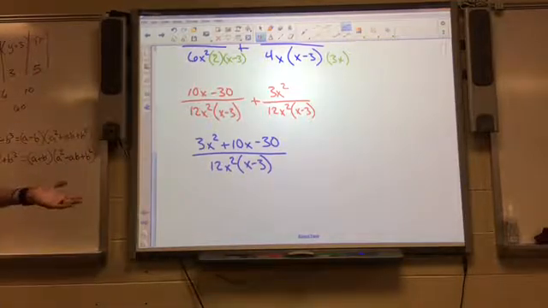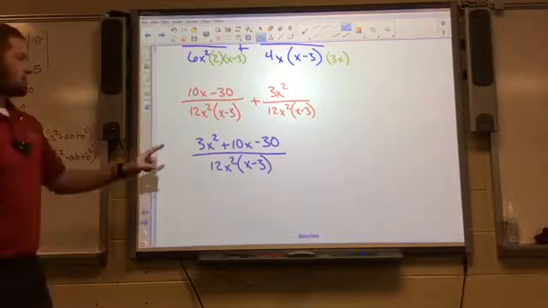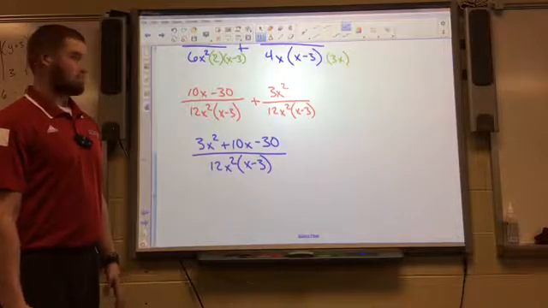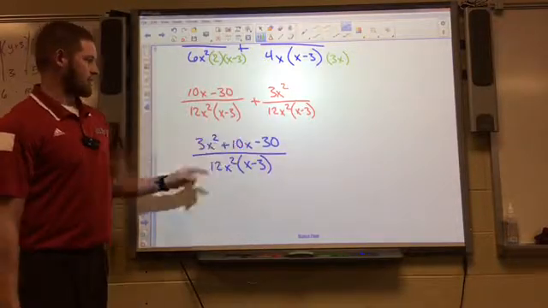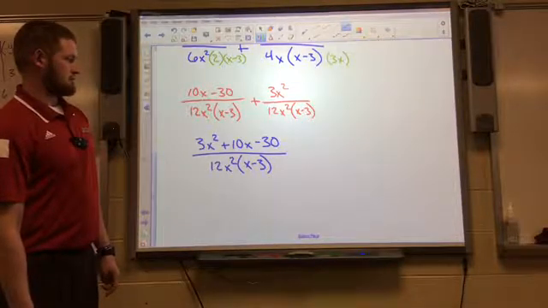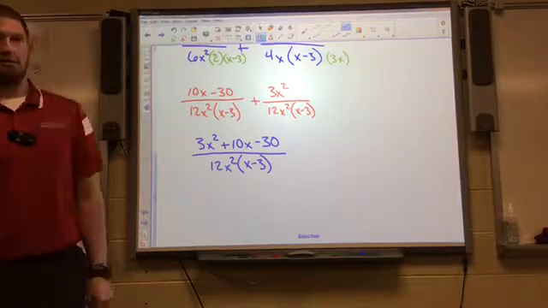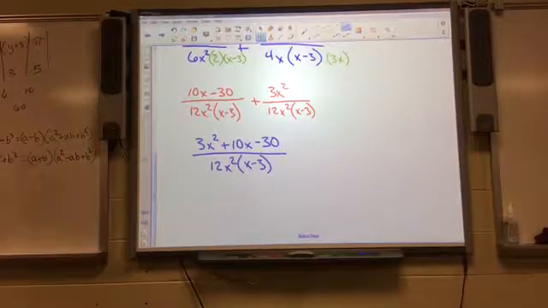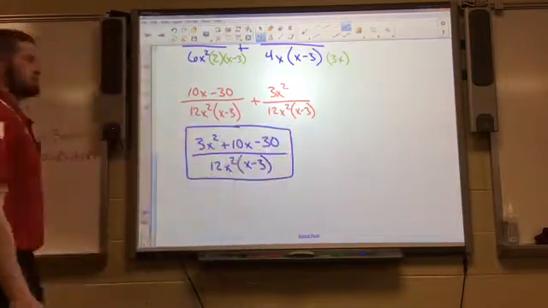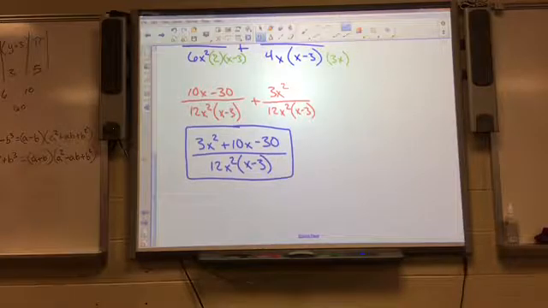Now if possible, maybe you could factor out and reduce, but is there anything I can take out of all three of these? No. And if you multiply here, you get negative 90, which you can't get to add to 10. So in this case, you would be done. Okay, so you can see why that's going to be a little bit more challenging than multiplying, because you still have to factor, but now you have to worry about a common denominator as well.